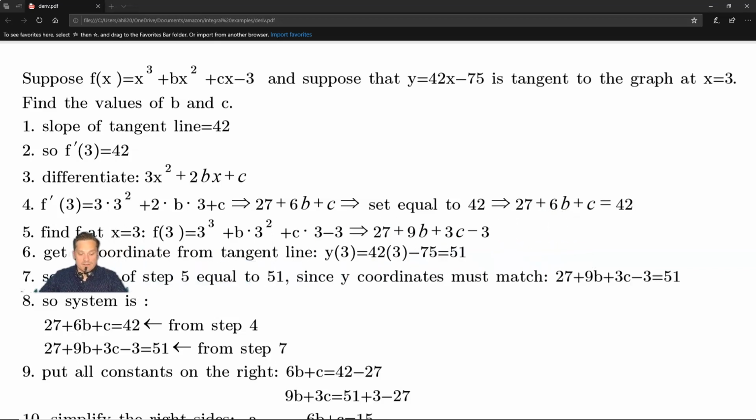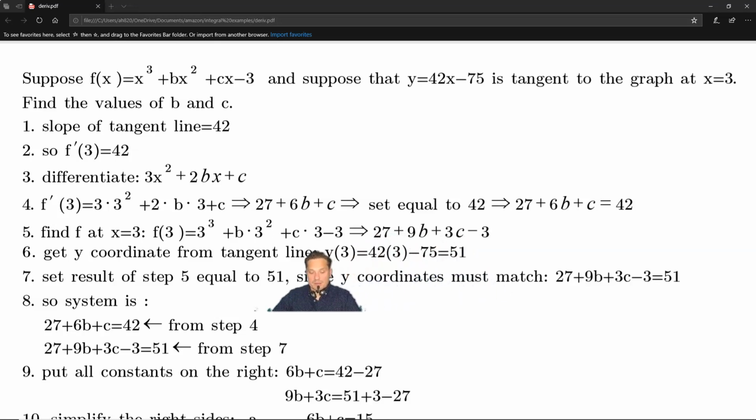So what I'm going to do is find f at x equals positive 3 also. So that's like saying f of 3 would be equal to 3 cubed plus b times 3 squared plus c times 3 minus 3. Simplify. 3 cubed, rather, that's what I meant to say, is 27. Then it's 9b plus 3c minus 3.